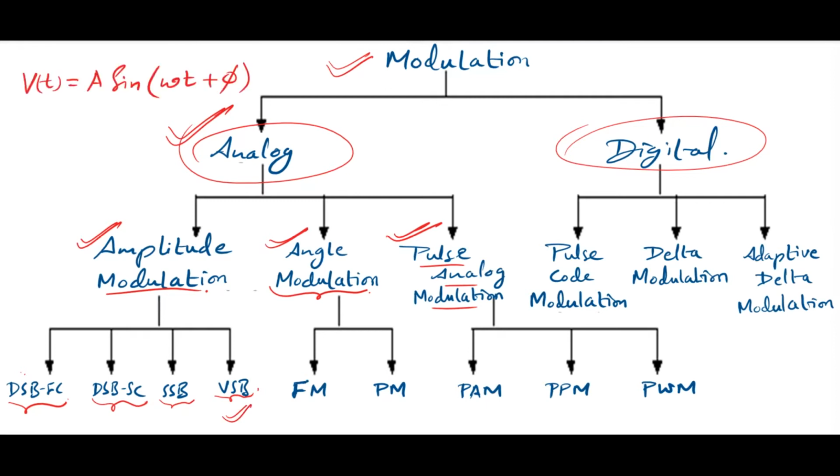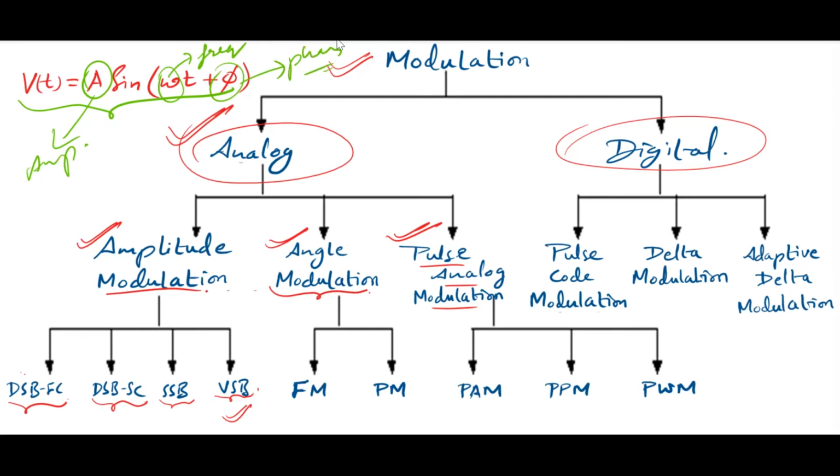Now this is the general equation of a wave, a periodic wave. It can be sine or cosine. Now a wave can have certain parameters: this is the amplitude of the wave, this is the frequency, and this parameter represents the phase.